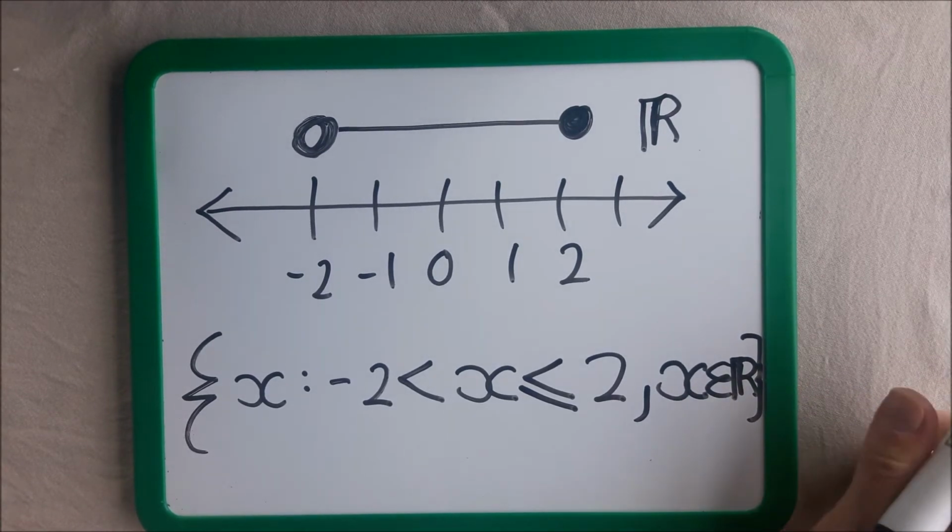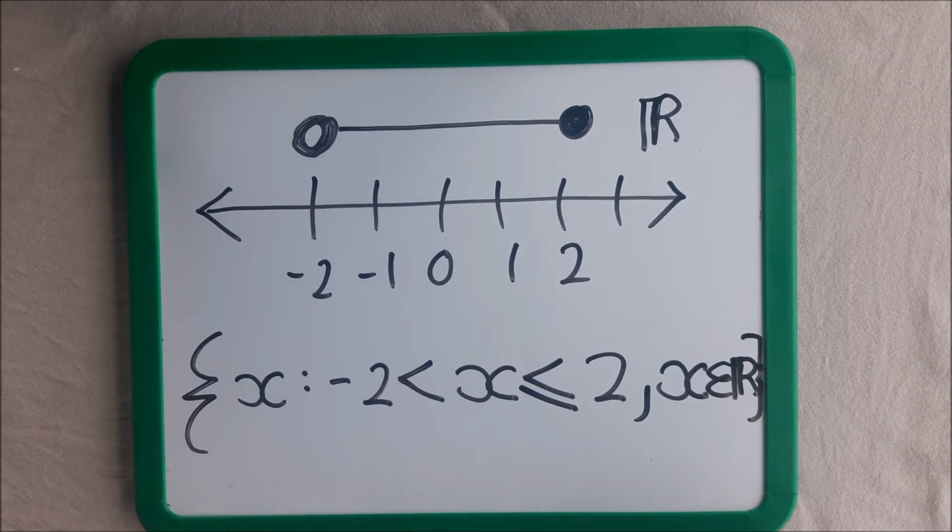So as you can see, those are the two ways that they usually ask you to do set-builder notation: either putting it in written form and taking it to your number line, or otherwise they're going to give you the number line and you put it back into the set-builder notation written form.